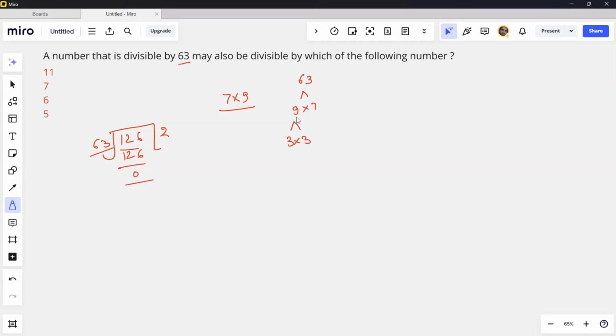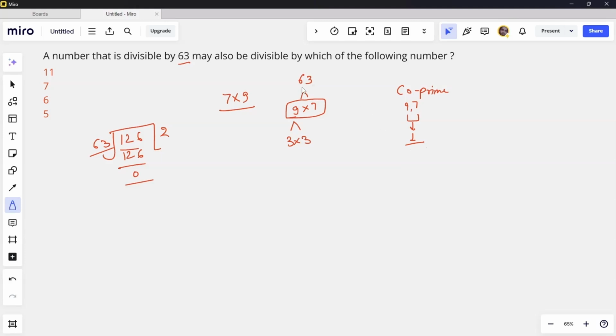So we have to find out the co-primes. Let me tell you what co-primes are. A co-prime is a pair, basically. This is a co-prime pair, 9 and 7. How can we identify this as co-prime? What is the property of co-primes? The common factor will be only 1. If two numbers have only 1 as a common factor, that pair is a co-prime pair.